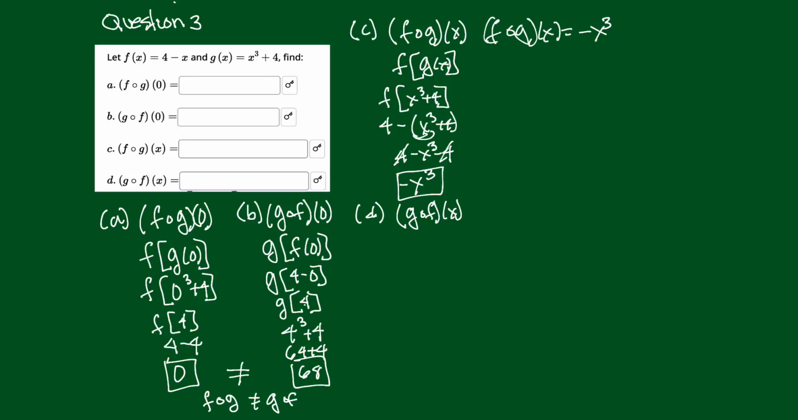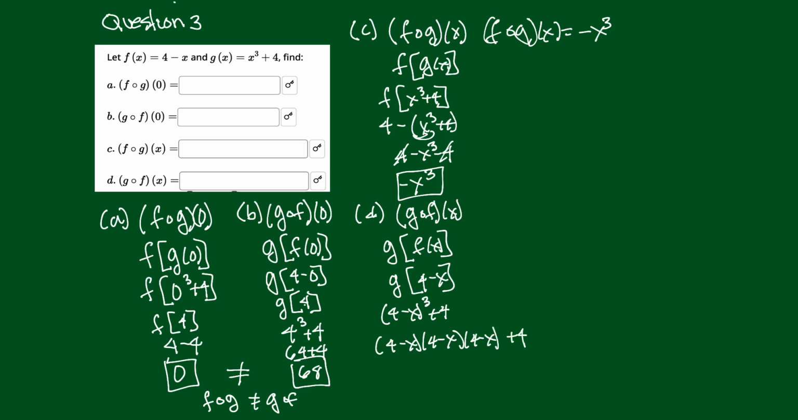Now in part D, let's turn that around. So g circle f of x, this is going to be g of f of x. This will give us g of, now f of x, up at the top, that's 4 minus x. Now this g says to cube it and add 4. So I'm going to get 4 minus x cubed plus 4. All right, now, here's what this is. 4 minus x, 4 minus x, 4 minus x, and then a plus 4.